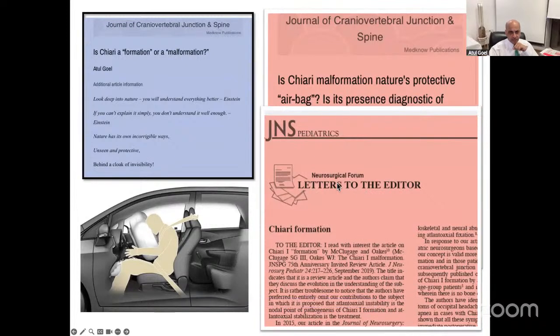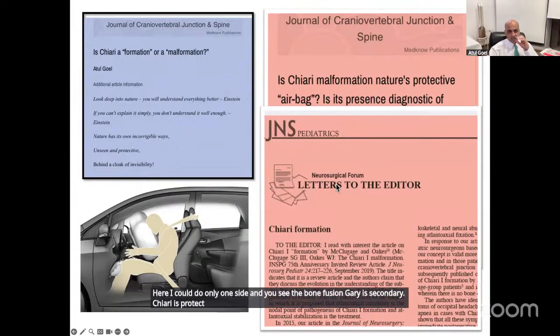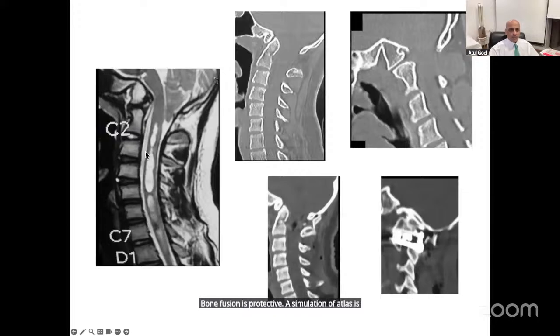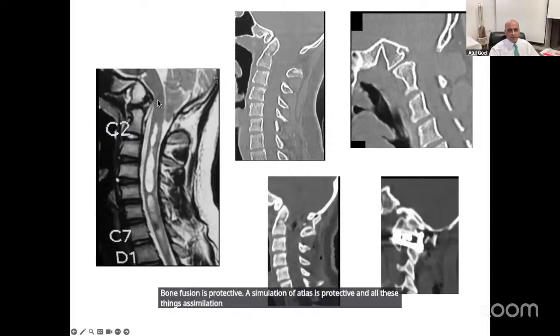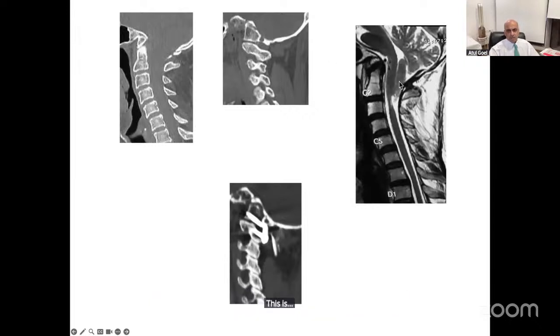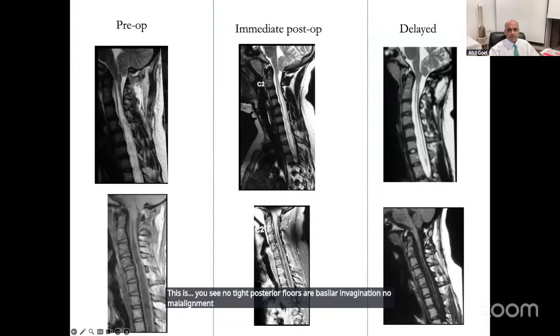Chiari is secondary, Chiari is protective, syringomyelia is secondary, syringomyelia is protective, short neck is secondary, short neck is protective, torticollis is protective, bone fusion is protective, assimilation of atlas is protective, and all these things. Assimilation of atlas, basilar invagination, Chiari and syrinx, only fixation. This is Chiari. You see no tight posterior fossa, basilar invagination, no malalignment, only C1, C2 fixation.